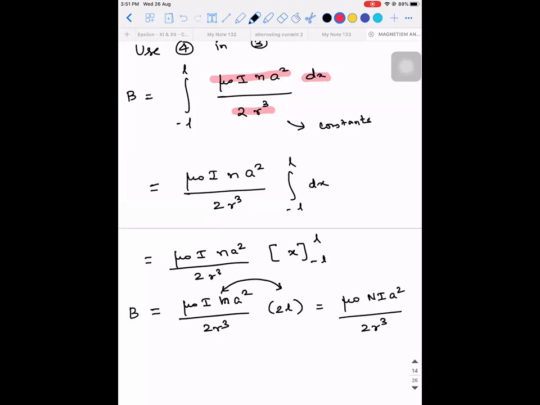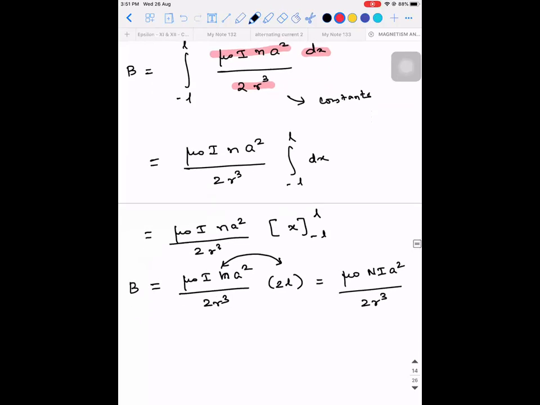Is there any doubt till this point? Is there any doubt till this step? No, sir. All right. So listen, what is the expression we need? We will again write it.